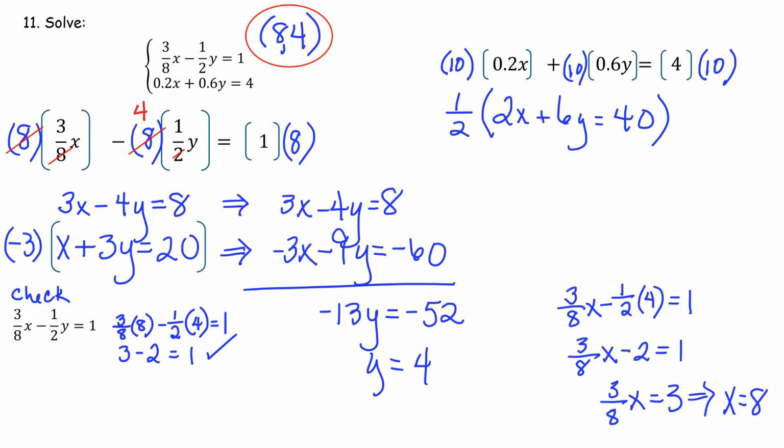Now I'm going to try 8, 4 in the second equation. So 0.2x plus 0.6y equals 4. So 0.2 times 8 plus 0.6 times 4 is equal to 4. So 1.6 plus 2.4 is equal to 4, and that is true. So 8, 4 is the solution to this system of equations.